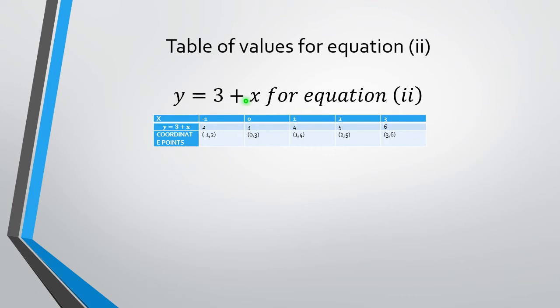When x is equal to 1, we say 3 plus 1, which gives us 4, so we have 1 and 4. Then when x is equal to 2, we put 2 in place of x here, so we have 3 plus 2, which gives us 5. And then 3 plus 3 gives us 6, so we have 3 and 6. So now we have the points for equation 1 and the points for equation 2. The only thing left for us is to plot them on the Cartesian plane.